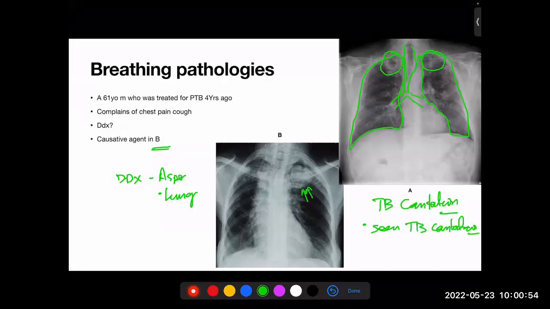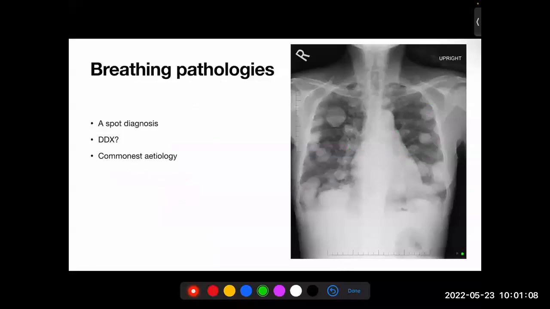Yeah, it is helpful. So in other words, you're saying there's no pathognomonic feature. Yes, there's no pathognomonic feature of an aspergilloma on a chest X-ray. So you have to correlate with the history that you have. Correlate with the history. Thank you. Thank you. Next, spot diagnosis.